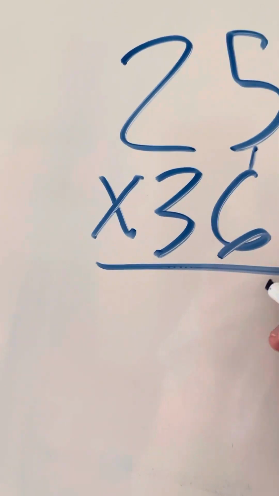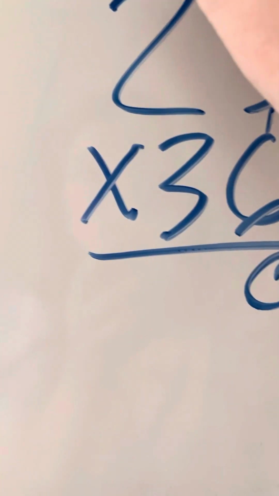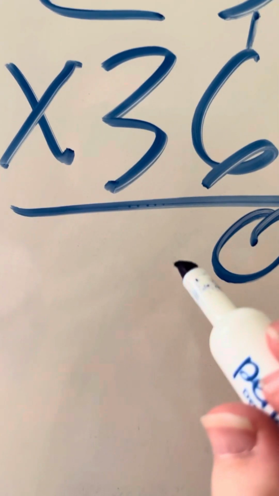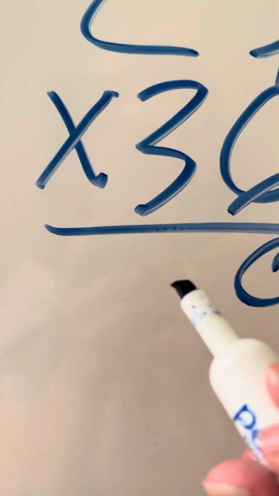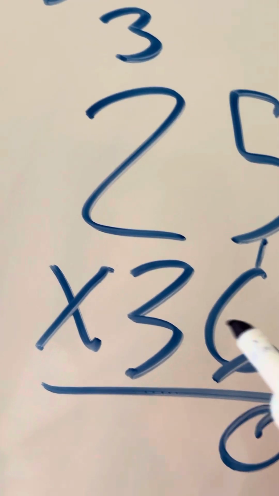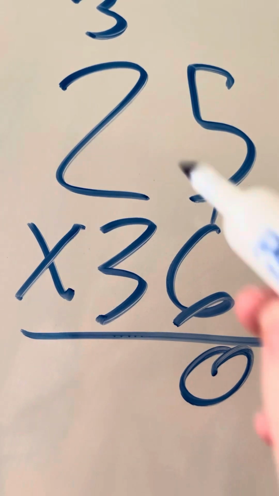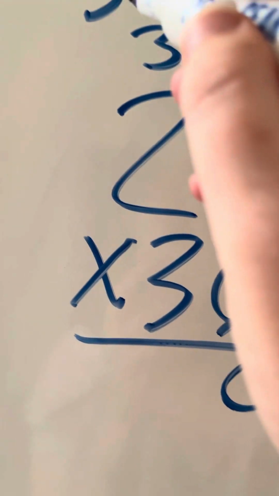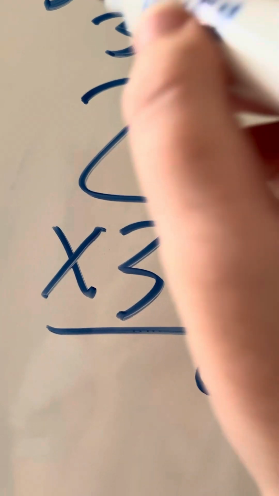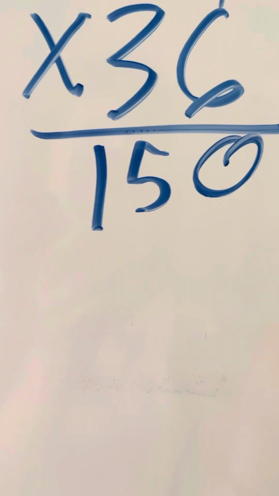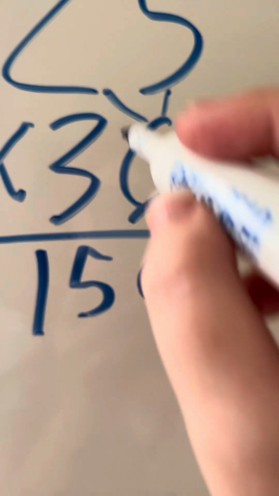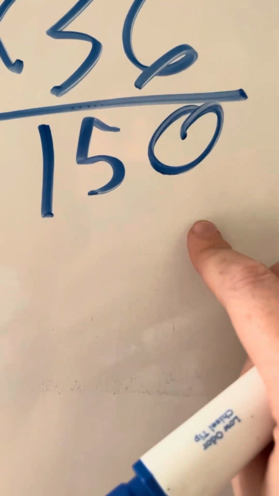So we have 6 times 5, which is 30. We carry our 3. We don't bring it down here, unlike partial products or the area model. We carry our 3. Then we do 6 times 2, which is 12, plus 3 more. So that's 12, 13, 14, 15. That's 150 right there. Sorry, I forgot to signify that I branched out. Now, here's where the kicker gets in.